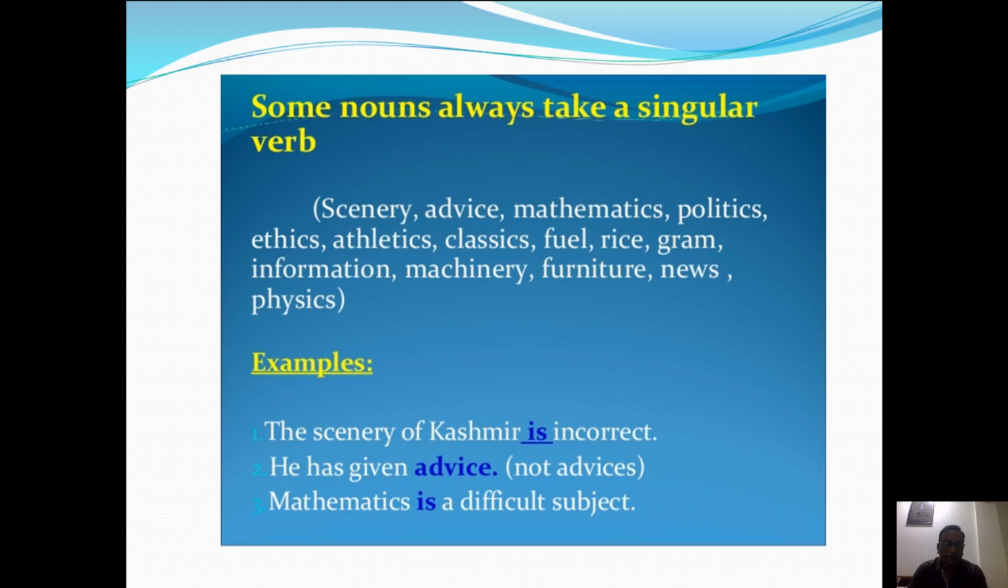The scenery of Kashmir is. This is not given properly. The next, second one, we will have to say: he has given advice, not advices. Mathematics is a difficult subject.